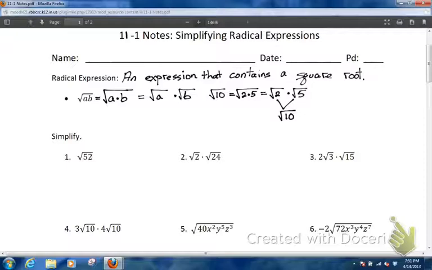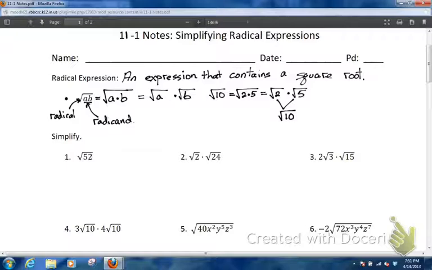A couple more vocabulary words to remember: the actual square root symbol is called the radical, and the actual number or part underneath the square root symbol is called the radicand. So just some vocab that you need to remember while we go through this section.